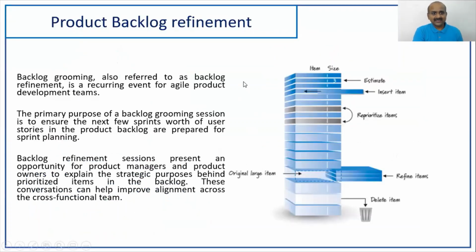So let's understand, friends, what is product backlog refinement? Backlog grooming is also called backlog refinement. It is a recurring event that is adopted in agile project development teams. As I said, it happens in the mid of the sprint, my friends. Its major purpose is to ensure that the next few sprints are properly loaded with properly groomed stories.